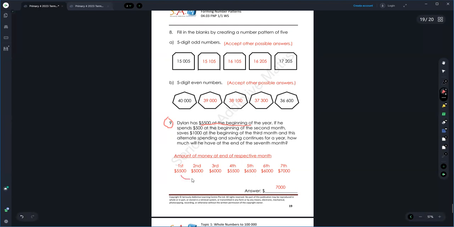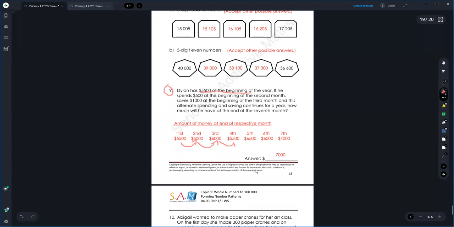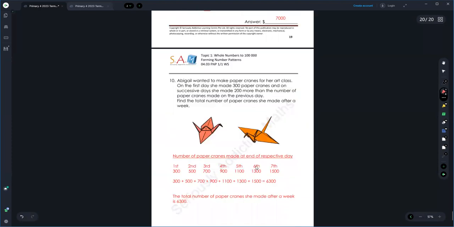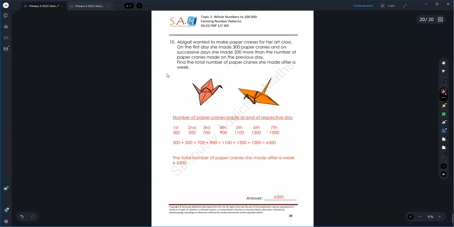So they can actually do the pattern here as well. Write down the pattern. Get them to do it, so it's easy to see as well. Minus 500, plus 1,000, minus 500, plus 1,000. So they can actually work it out like that. And then perhaps 10 can be assigned as homework.